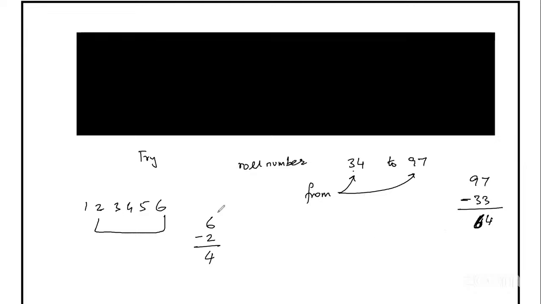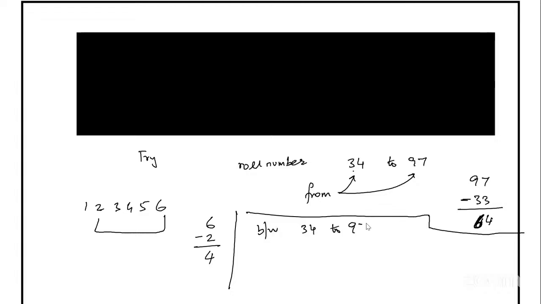And similarly, if the question was, I'll just leave it out here so that you can look at it. Between roll number 34 to 97, how many students are there? Between 34 and 97, you cannot include 34 and 97. So again, you would do 97 minus something.